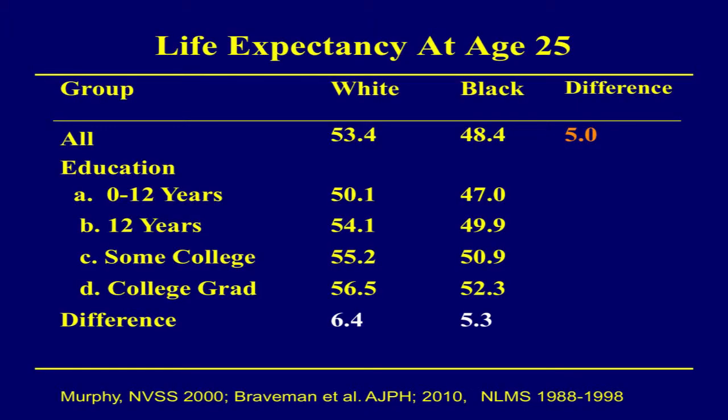The same if you're black. If you have 0 to 12 years of education, you expect to live 47 years, predicted at age 25. And if you have a college degree, 52 years, a difference of 5 years within that group. All right? But notice something: if you're black and have a comparable educational level as someone white, you are expected to live a shorter period. You're essentially not equal in terms of your health outcomes, which suggests that there's something else going on besides education and income.